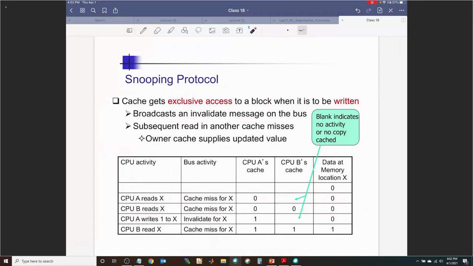Questions about this? So we stayed consistent over here. We had a problem in the next line because the private copy of CPU B became invalid, and once a read happened after that, everything became consistent again.